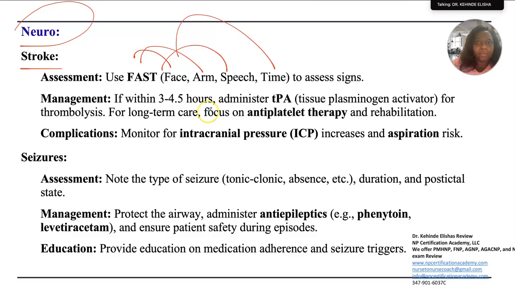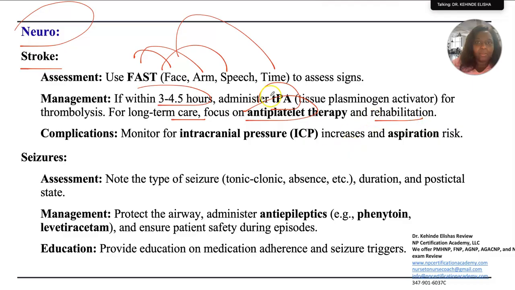Once we see that a stroke is really taking place, we need to get them to an acute care center ASAP. Why? Because TPA must be timely. It has to be given between 3 to 4.5 hours. Anything outside of this, the tissue plasminogen activator cannot be given. It's not going to be effective. So for long-term care, focus on antiplatelet therapy and, of course, rehabilitation.